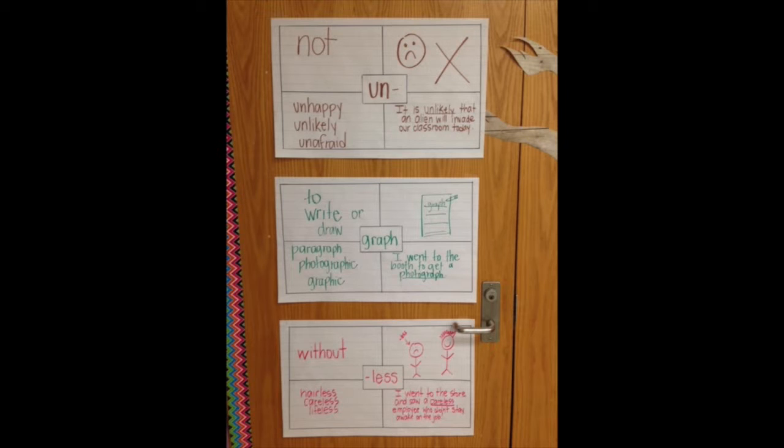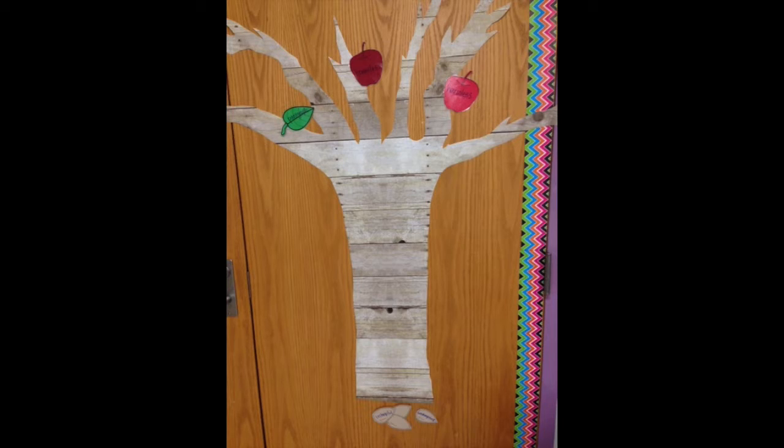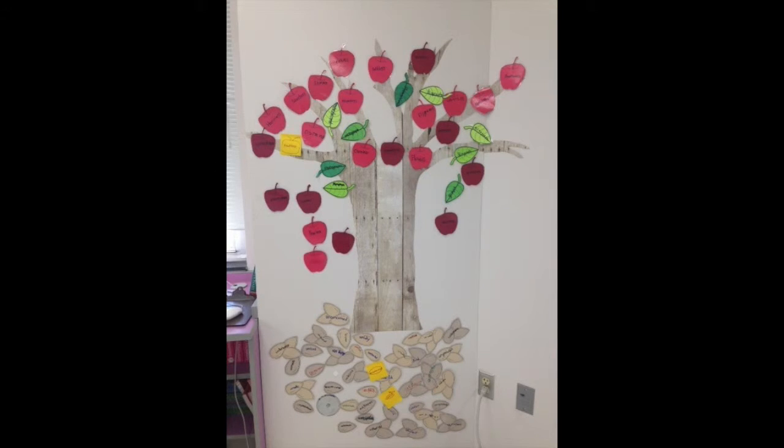They could find them in texts, in the books that they're reading, and every time they find an example of it, they plop it in the vocabulary basket. From there, if we deem that it's an appropriate use of the prefix, suffix, or root, then we add it to our tree. And our lexicon tree is full of seeds, which represent prefixes, leaves, which represent roots, and apples, which represent suffixes.